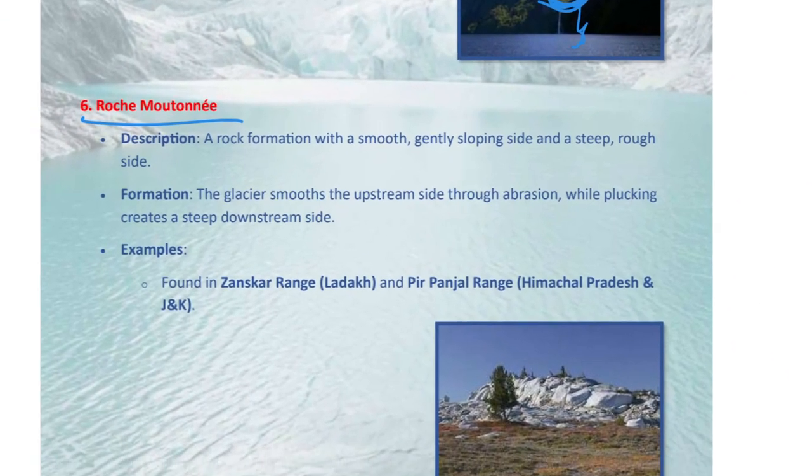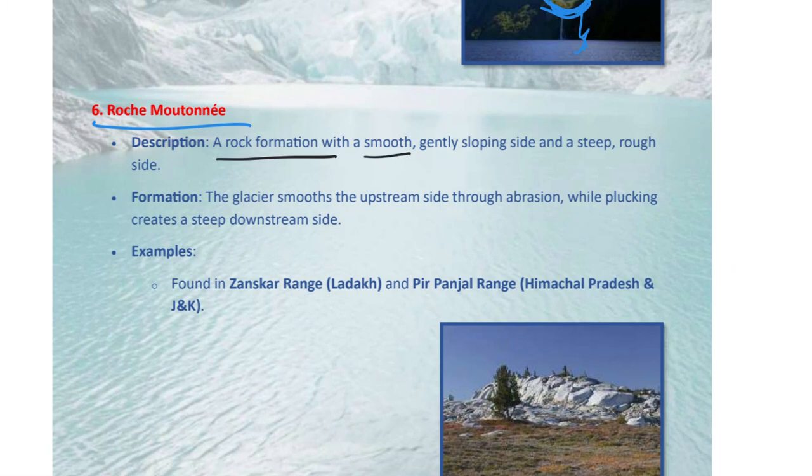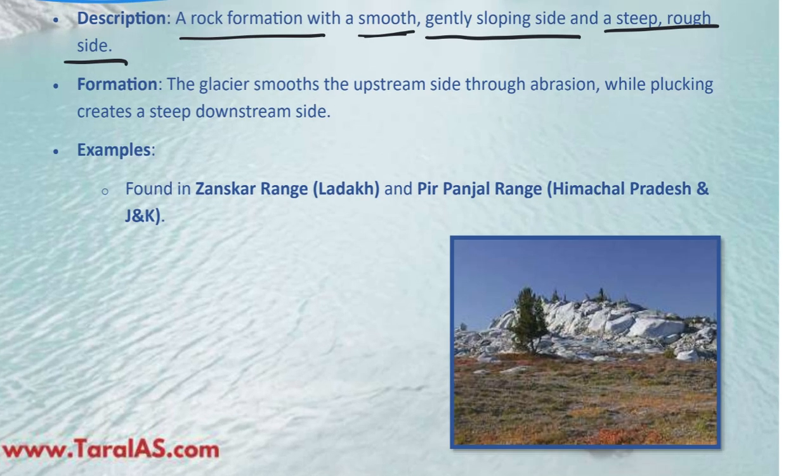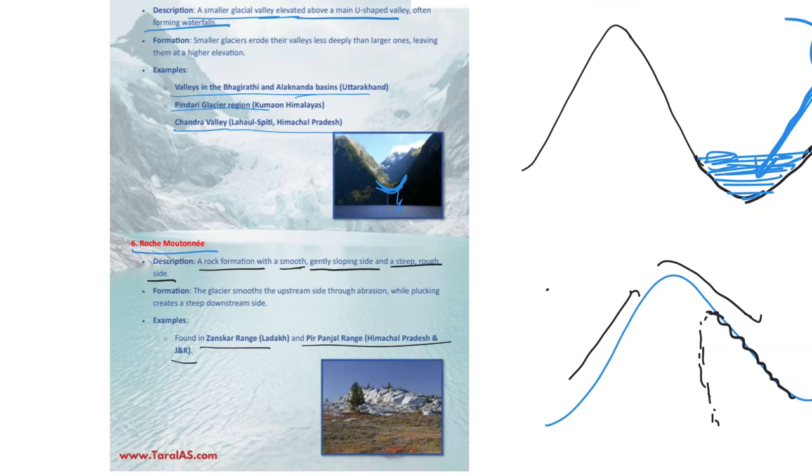So again, what are Roche Moutonnée? A rock formation with a smooth, gently sloping side with a steep, rough side. So again, what are the examples? Zanskar range of Ladakh and Pir Panjal range of Himachal Pradesh and Jammu and Kashmir. Fine. So this is all about erosional landforms.